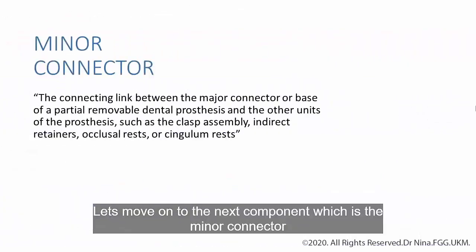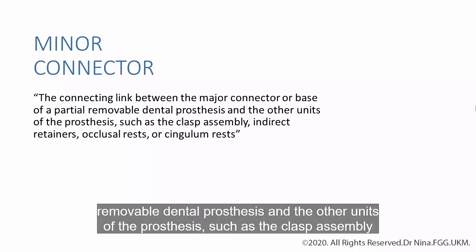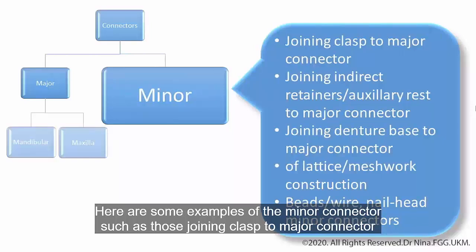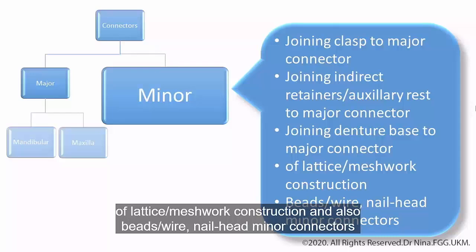Okay, now let's move into the next component, which is the minor connector. Minor connector is the connecting link between the major connector or base of a removable partial denture prosthesis to other units of the prosthesis, such as clasp assembly, indirect retainers, occlusal rest, or cingulum rest. If you look at the diagrams here, you'll be able to see some examples of minor connectors, such as those that join the clasp to the major connector, those joining indirect retainers or auxiliary rests to the major connector, those joining a denture base to the major connector, lattice and meshwork constructions, and also bead wire or nail head minor connectors.